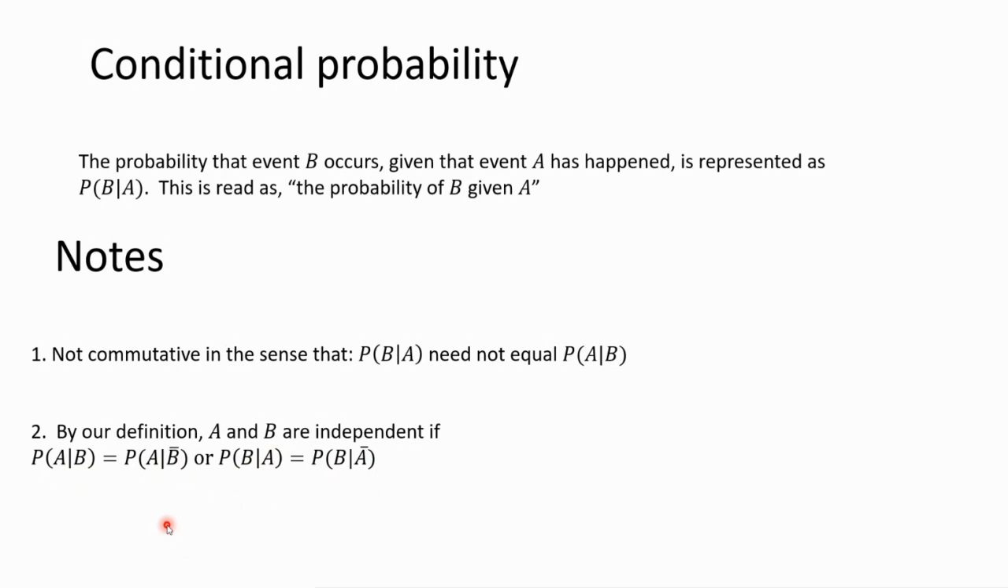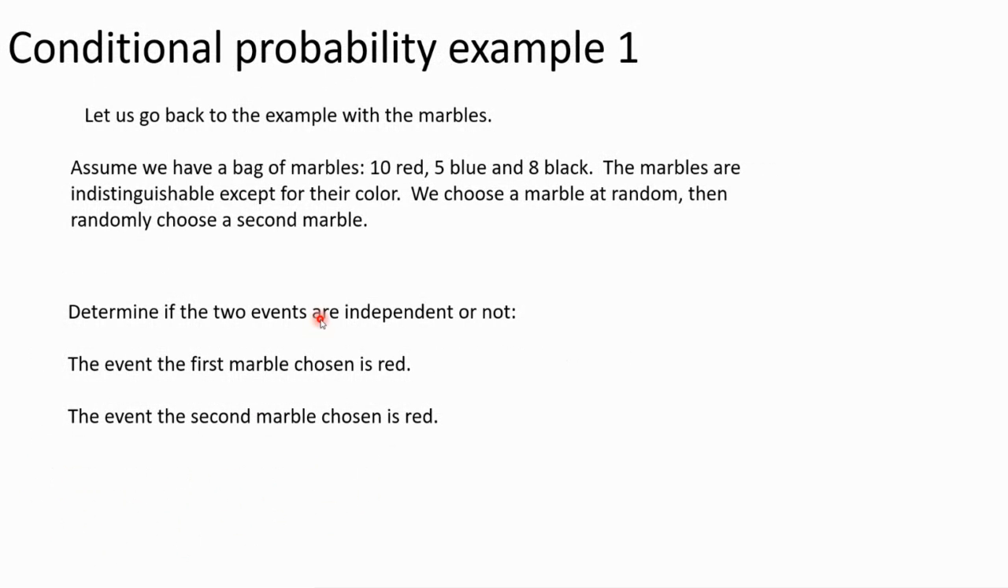So let's move on to an example. This is actually the example that we did last time. We did not use conditional probability, but we are going to use it here. Again, we have a bag of marbles. There are 10 red ones, 5 blue, and 8 black marbles in there. Again, you can't tell the difference between them except for their color. You can't feel a marble and say, oh, this feels like a red one. You can't do that by assumption.